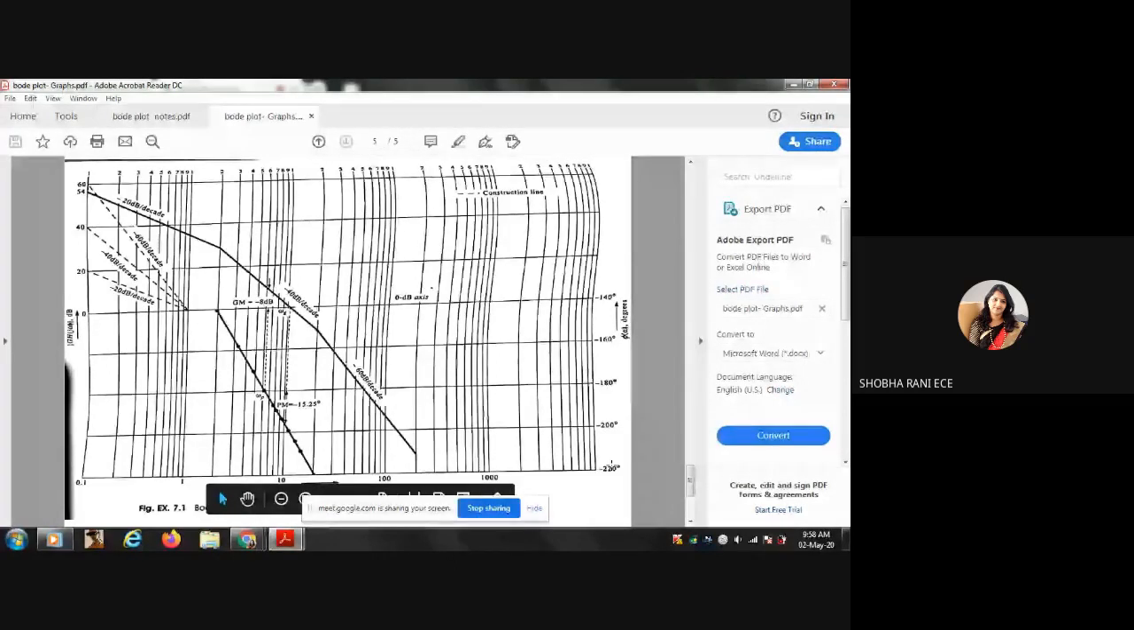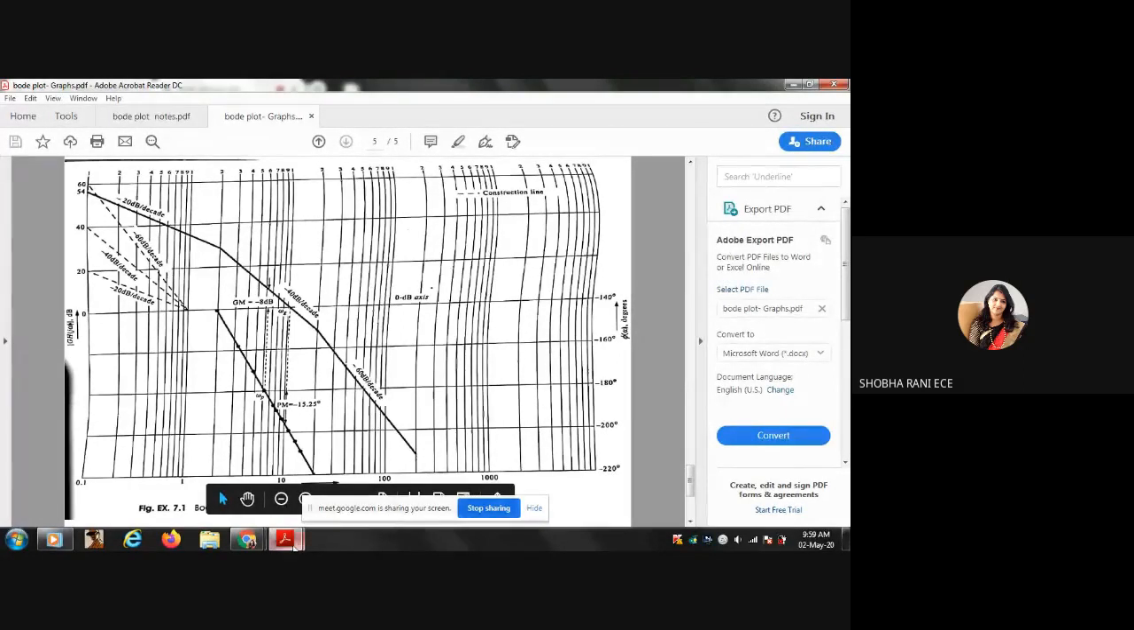So if each big division here is equal to 20 degrees, then between minus 220 and minus 200 there are 10 divisions here. So each division will be equal to 2 degrees. So 2 into 10 is 20 degrees. Likewise, you can either start the table from minus 200 or you can start it from minus 240, depending on the value you have got.